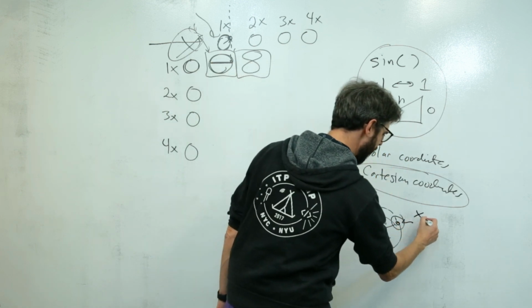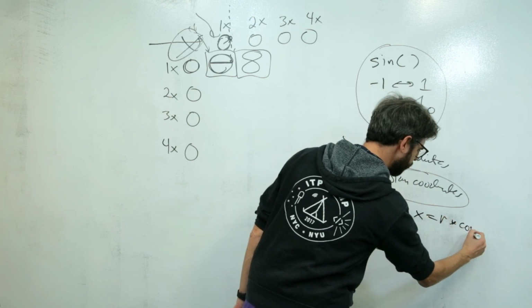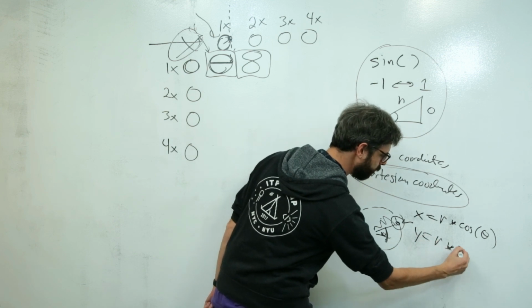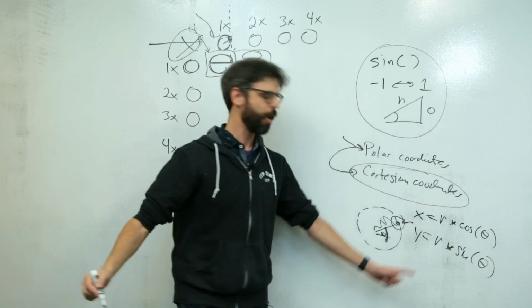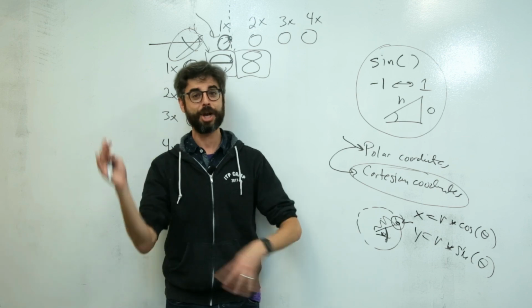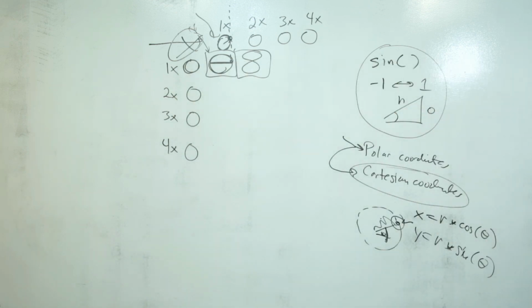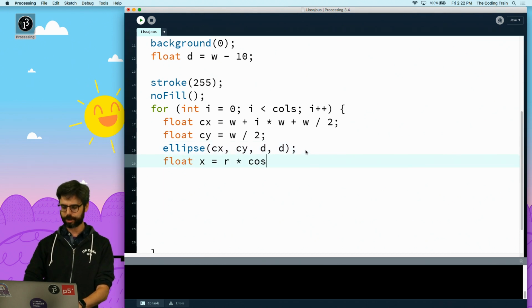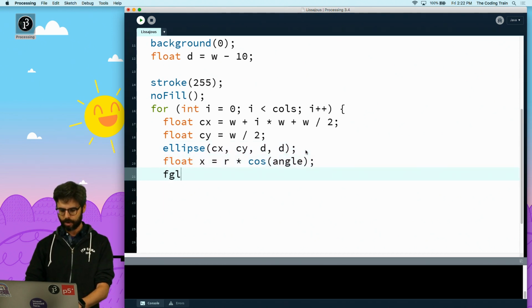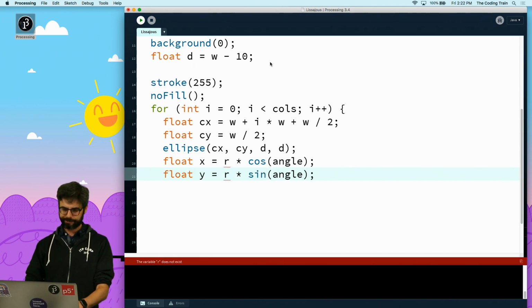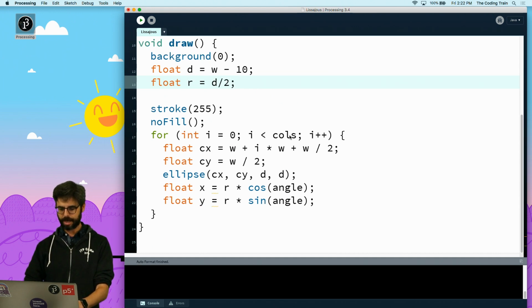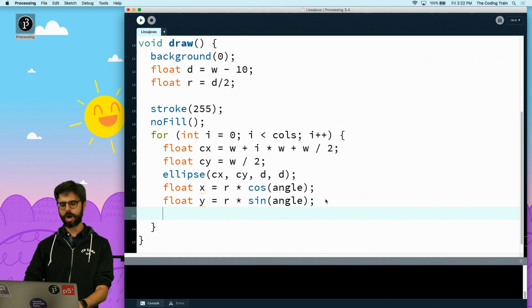I'm going to write that down. x equals r times cosine of the angle, theta being a Greek letter that's often used to signify an angle, y equals r times sine of the angle. Where do these come from? A reference to some other video where I go through this in more detail. But right now, we just want to add that to here. So I'm going to say x equals r times cosine of the angle, and y equals r times sine of the angle. And what's r? r equals d divided by 2. That's kind of useful.